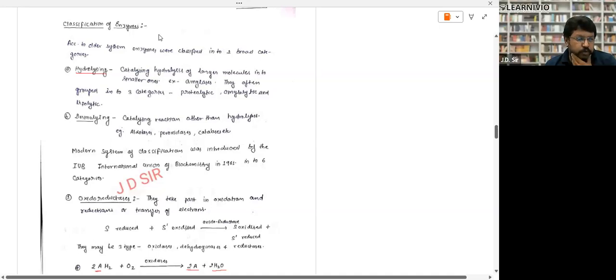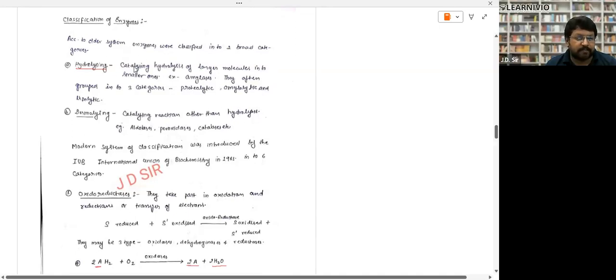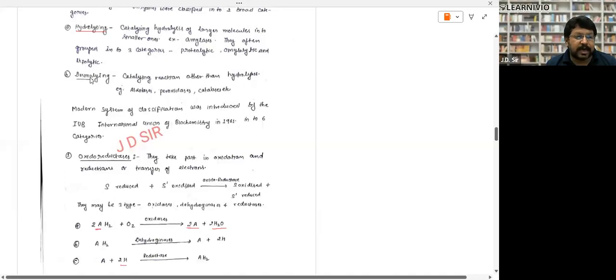Classification of enzymes. So that is the classification. According to the older system, enzymes were classified into two broad categories: hydrolyzing and desmolizing. Hydrolyzing enzymes catalyze the hydrolysis of a larger molecule into smaller molecules. Example, amylases. They are often grouped into three categories. Proteolytic means breaking down protein.